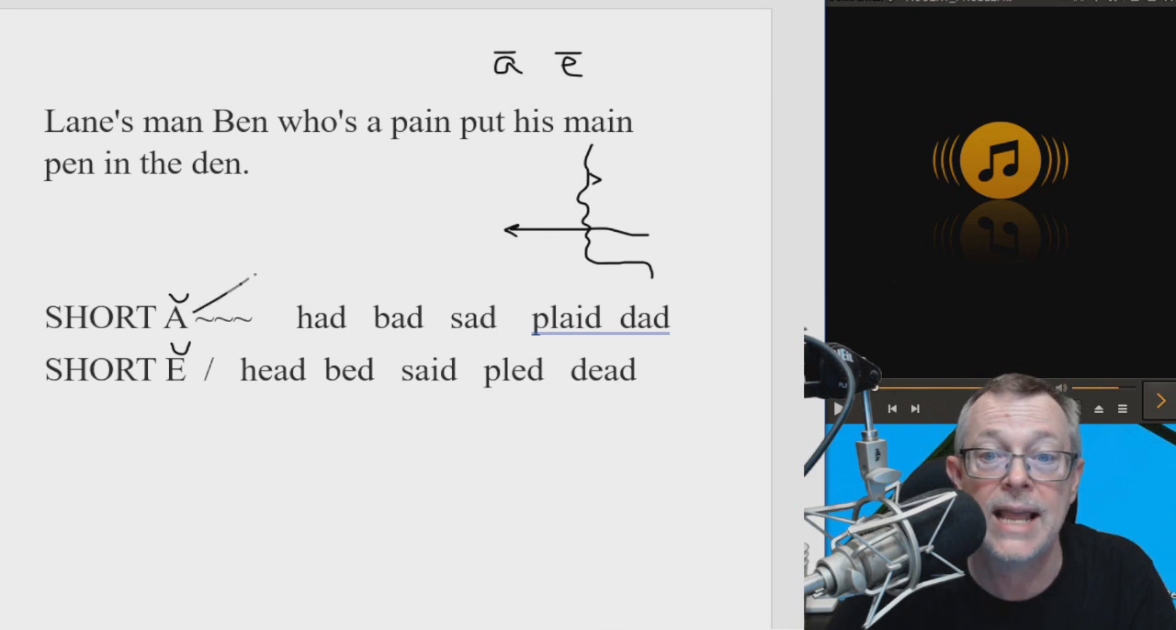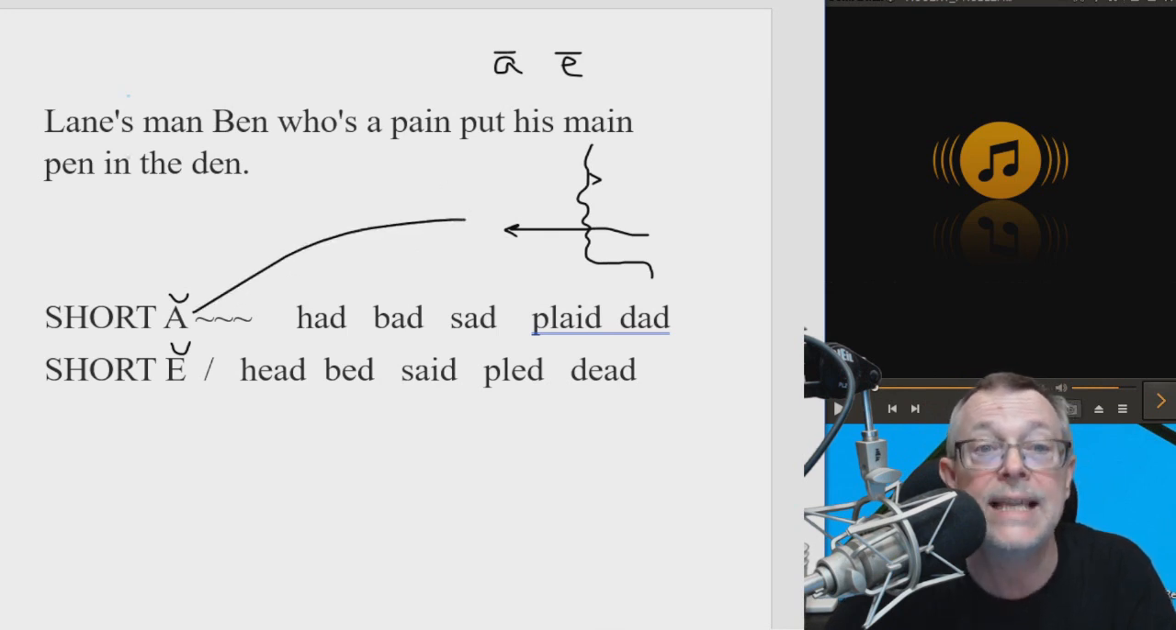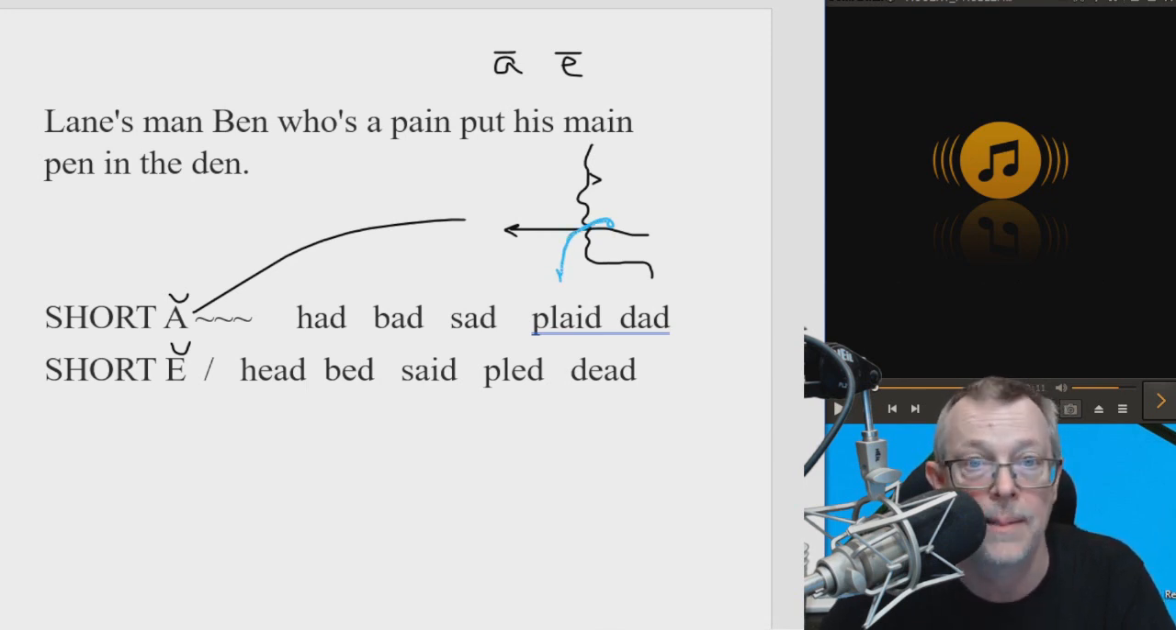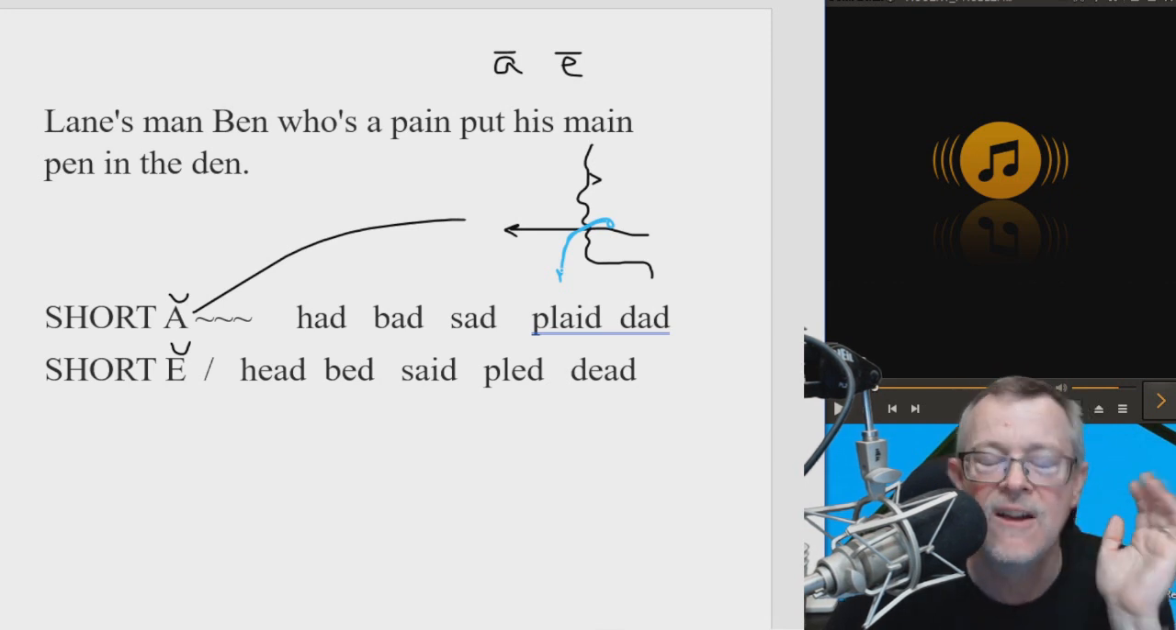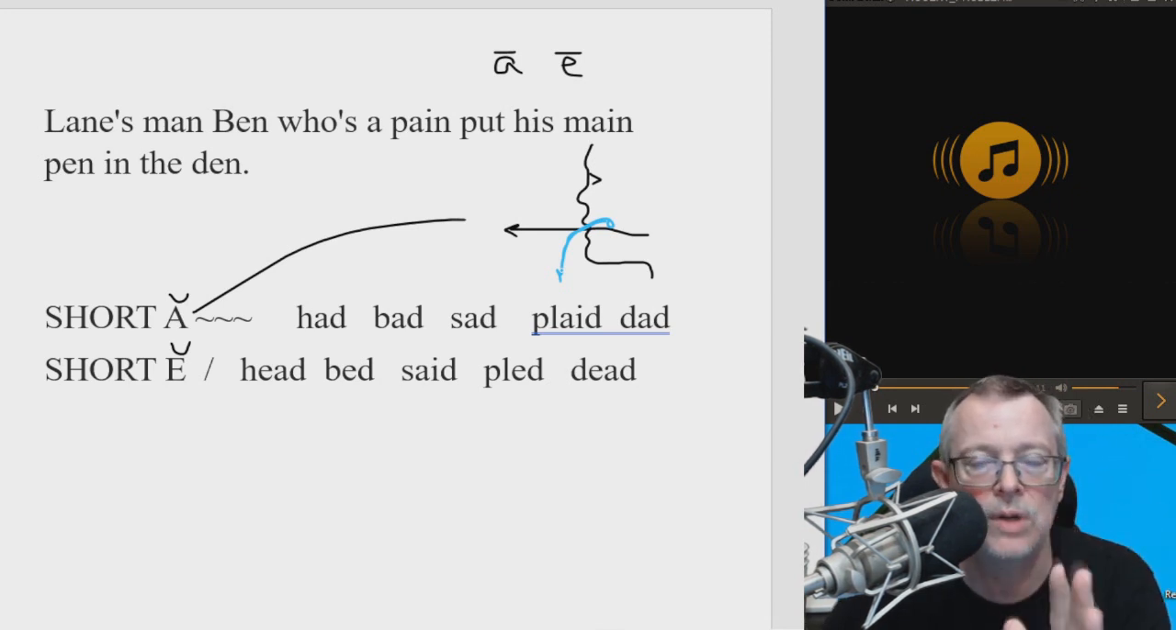This is the short A sound. Now for the short E sound, the sound kind of starts in the center here and drops really fast. It comes out and then it just dies. Okay? Again, to the American, extremely different sounds. Very, very different sounds. You need to learn them.